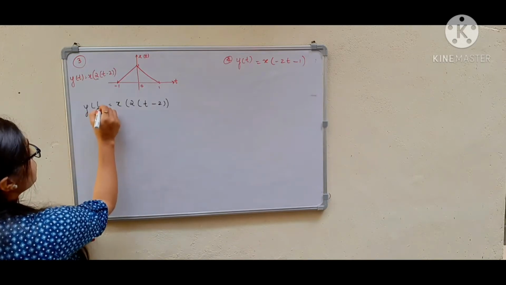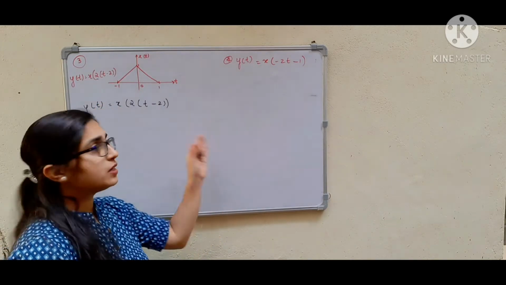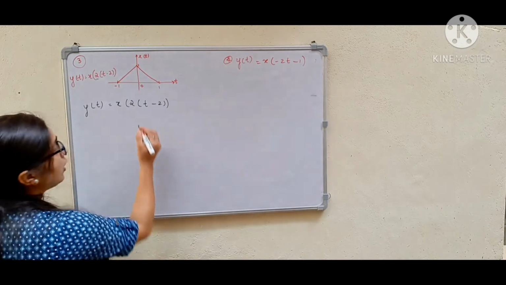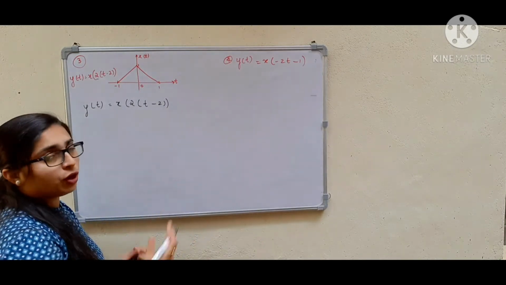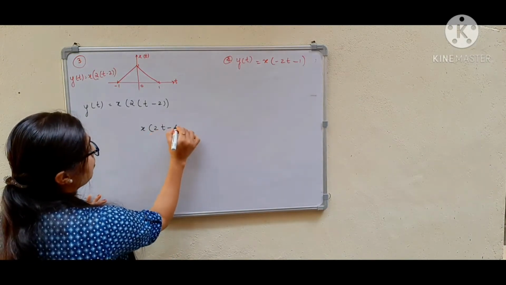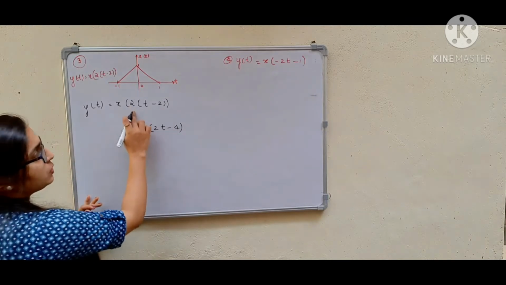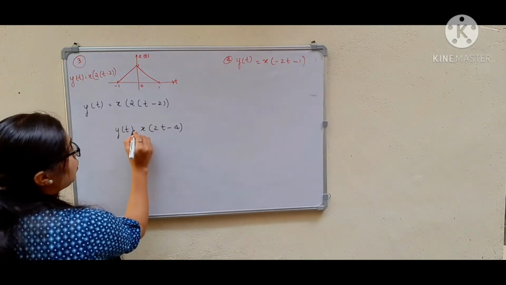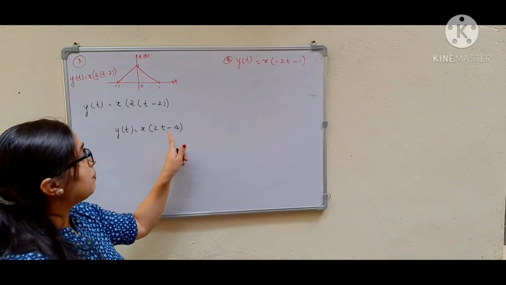So using this, we can solve from left to right. It's very easy because they have already taken the coefficient of t common. But if you want to solve it from right to left, then I will multiply this 2 with t and minus 2. So we will be getting y of t is equal to x of 2t minus 4.